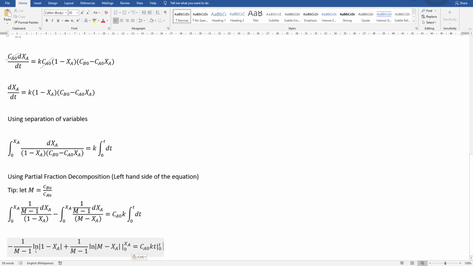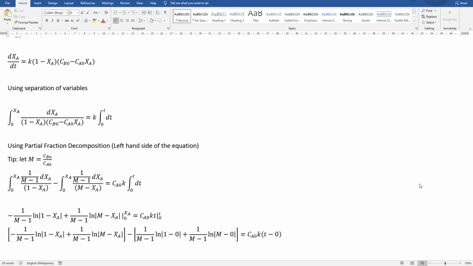Negative 1 over m minus 1 ln of 1 minus xa plus 1 over m minus 1 ln of m minus xa. The limits from 0 to xa is equal to CAO k times t with limits from 0 to t. And then after that, we can evaluate the limits. So after evaluating the limits, we will get this negative 1, this one for the upper limit, and for the lower limit, this one. And for the other side, this one.